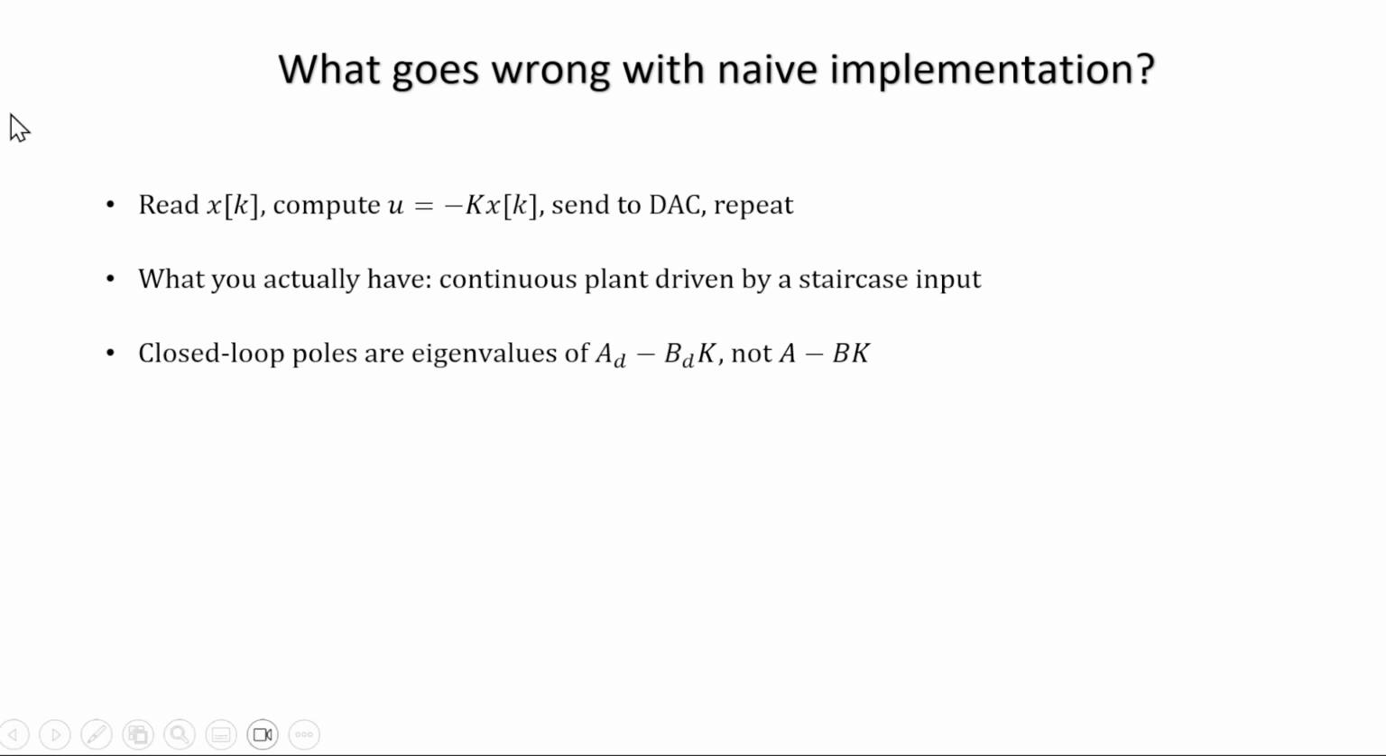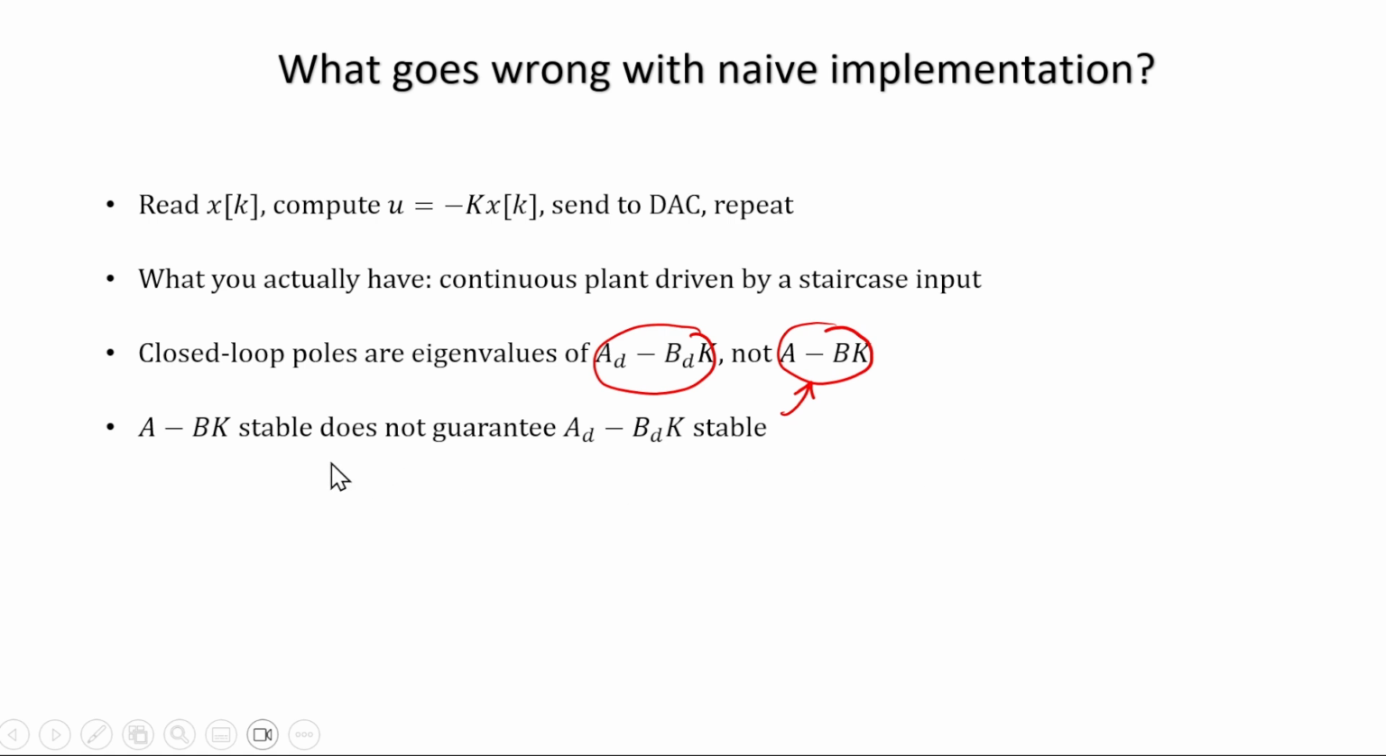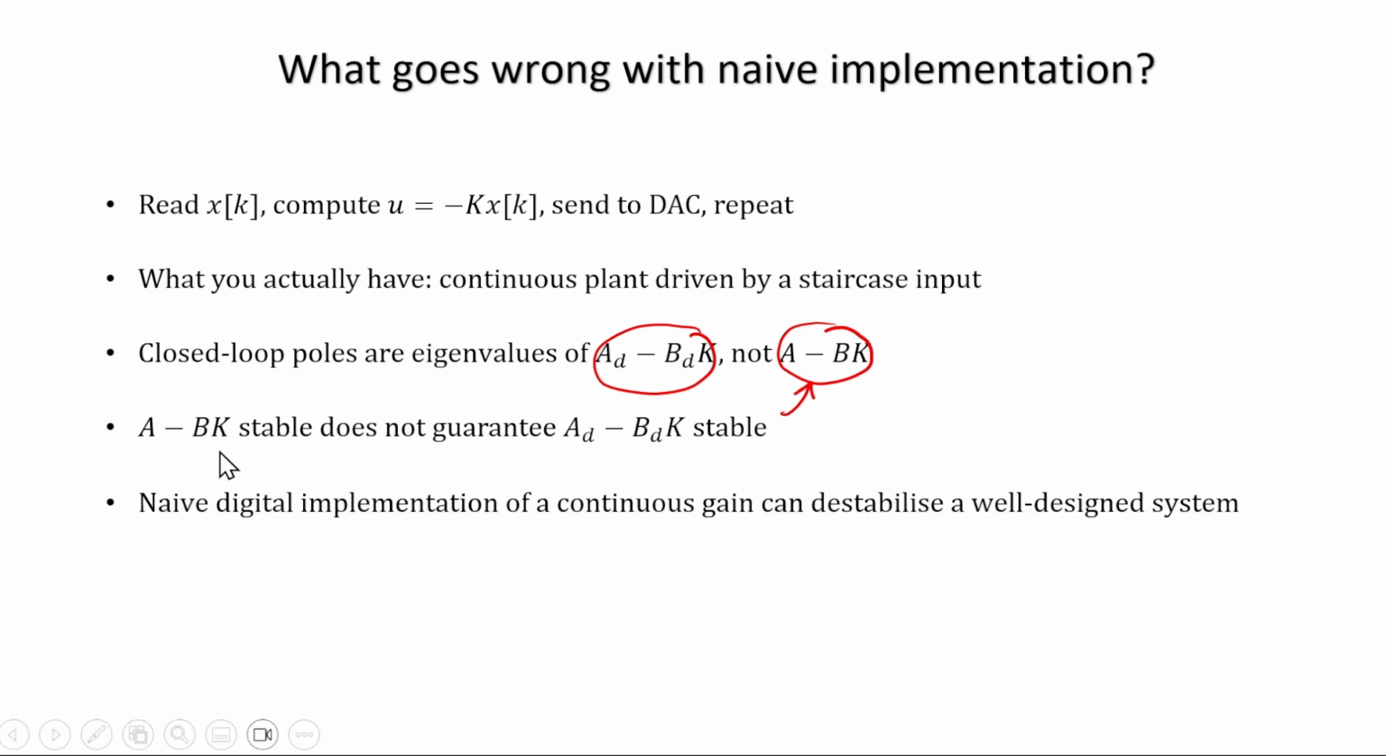So the closed loop poles of the discrete version of the actual system will not be the same as the closed loop poles that you have designed, and on top of that, even if A minus BK is stable, there is no guarantee that A_D minus B_D K will be stable. So we have a genuine issue now.